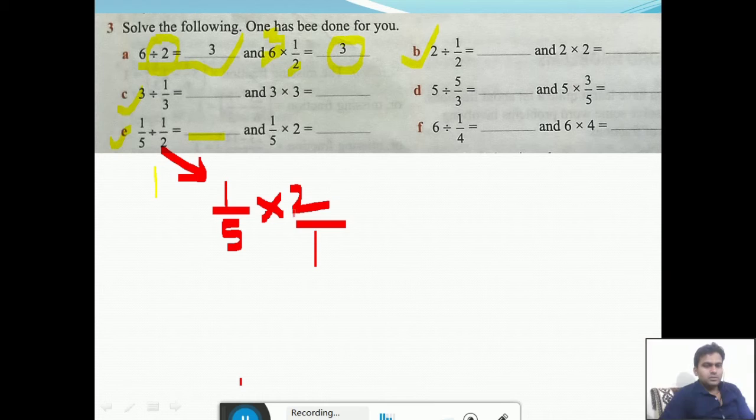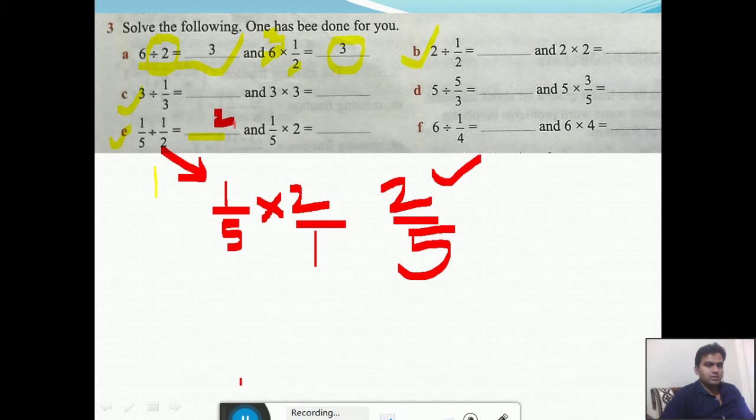Now there is no common factor among 2 and 5. So we have to multiply numerator with numerator and denominator with denominator. So we will get 5 in the denominator and 2 in the numerator. So in this box, which number will come? 2 upon 5. Okay, this is the second method. By this method also you will get the answer as 2 upon 5.